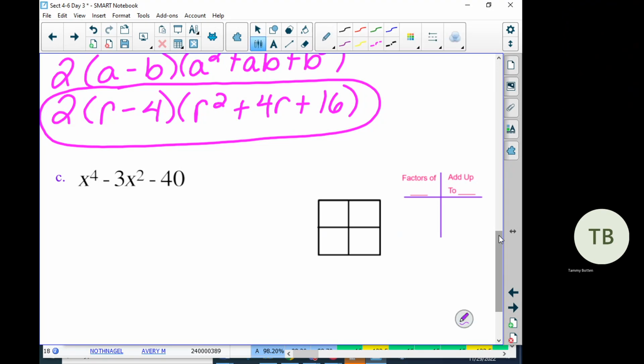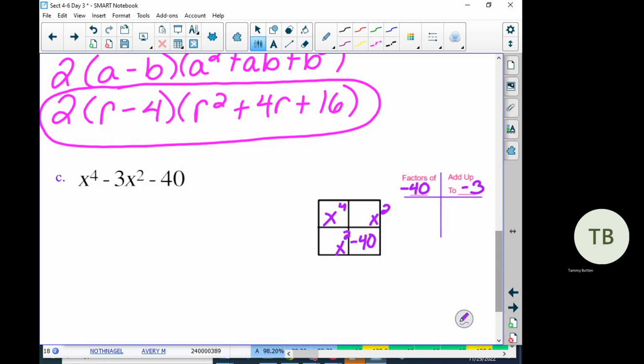Now, this has 3 terms, so it's a trinomial. And when you do the trinomial, that's where you do the box on the table. And with these, if this is x to the 4th, we put the x to the 4th right here. This is negative 40. Remember that goes here and here. And then the negative 3 goes here. Now, when this is x to the 4th, you're going to have an x squared off to the side of here as well as there.